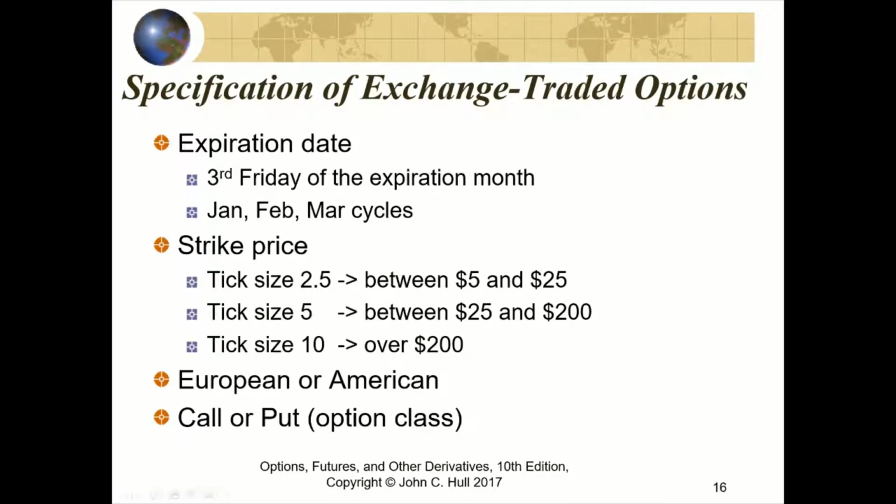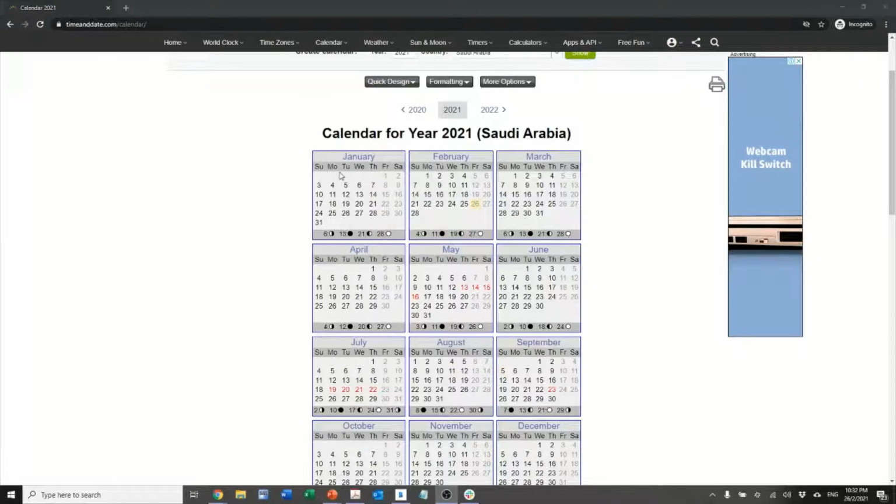What does this mean? If an option is going to expire, let's say in April, we have to look at the date of the third Friday in that month. In April, the third Friday is going to be the 16th, which means that the last day the option will be traded is the 16th of April.